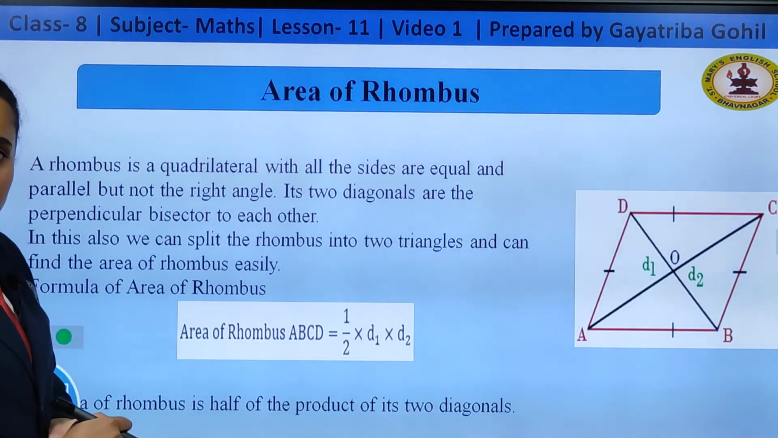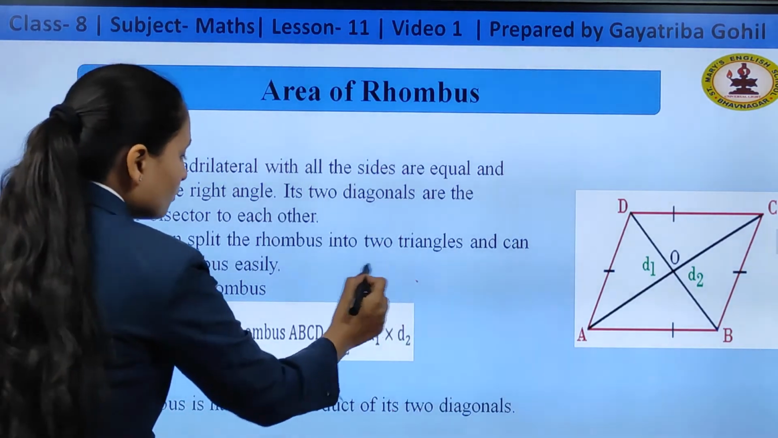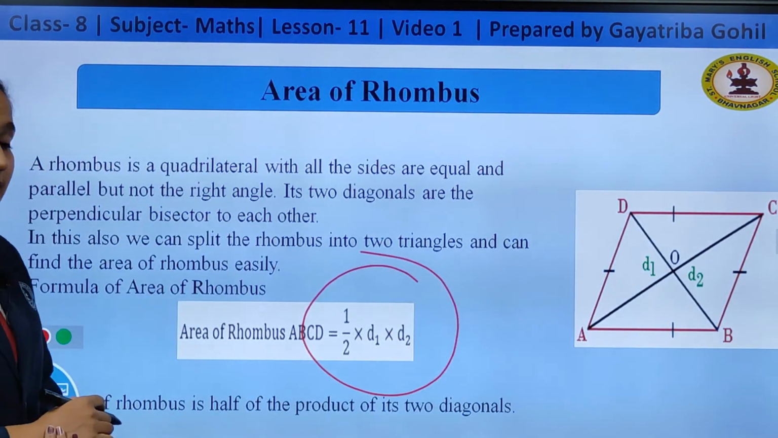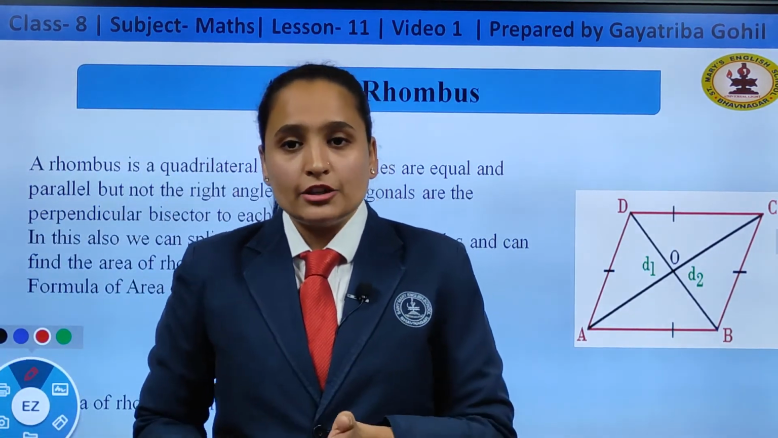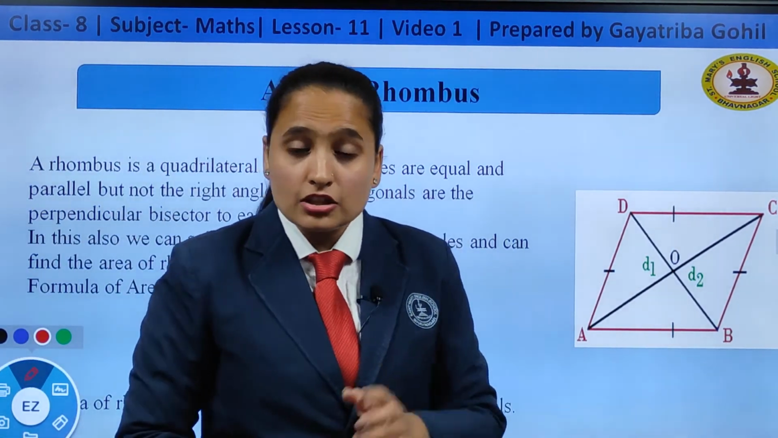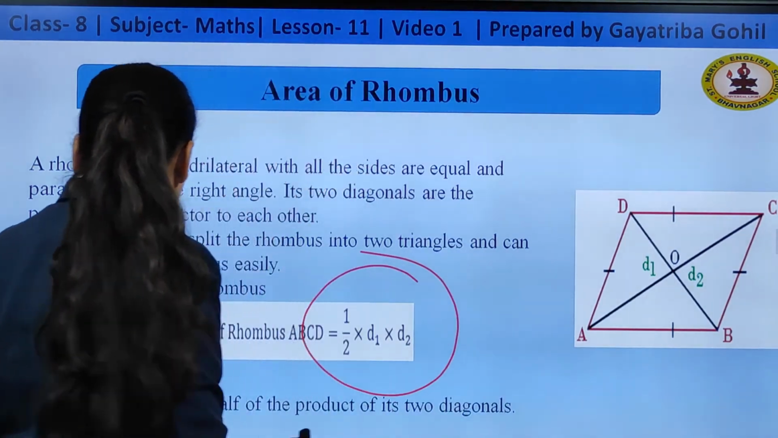When you divide it into 2 triangles and try to find the area, you will get the area of the rhombus to be half into D1 into D2. What are D1 and D2? They are the 2 diagonals of the rhombus.